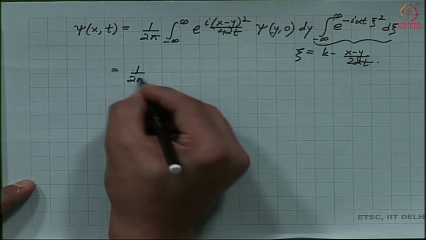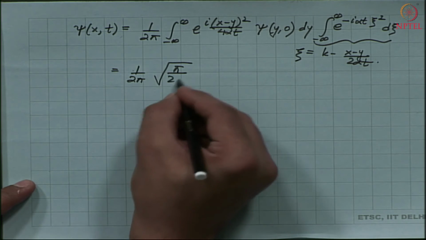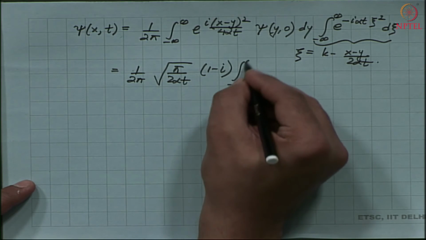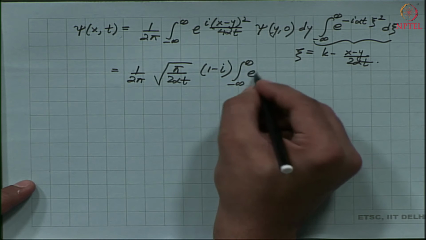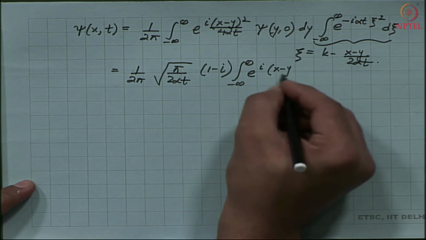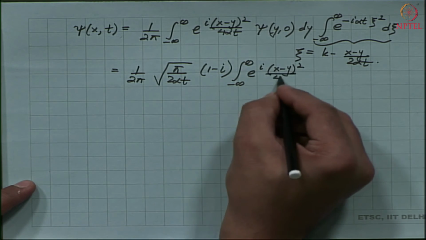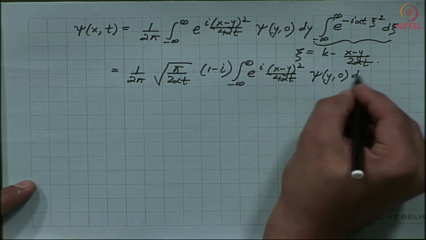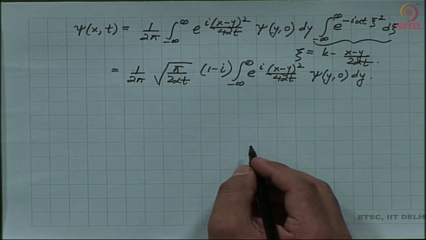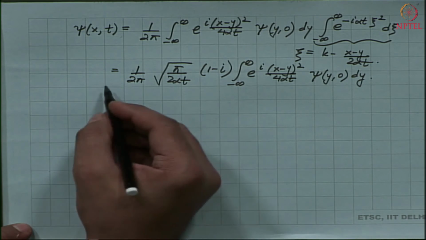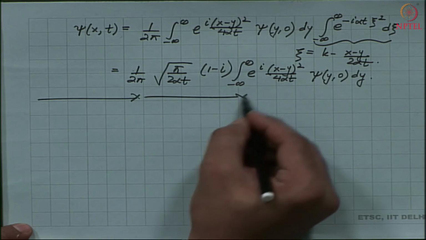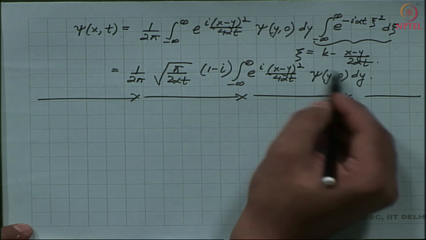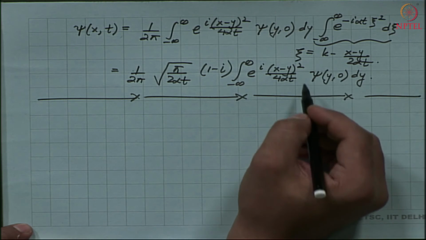And finally, after evaluating this integral, I am going to get the following expression: psi of x comma t is equal to 1 by 2 pi square root of pi by 2 alpha t, times (1 minus i), times the integral from minus infinity to infinity e to the power i (x minus y) squared divided by 4 alpha t psi of y comma 0 dy. Okay, and that is the solution to this problem, which is left in the form of one integral depending on whatever this function psi at 0 will be.